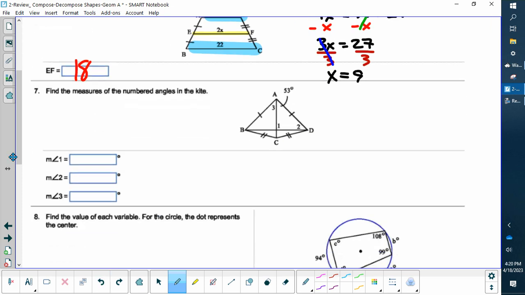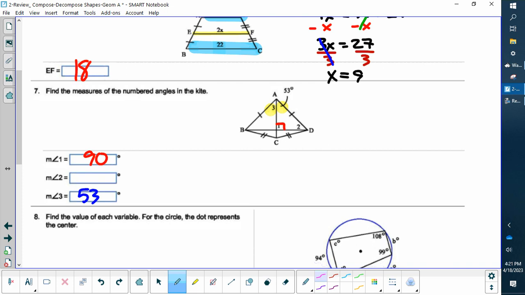Okay, this is called a kite. One thing you need to know about kites is you notice those cross at 90 degrees. So angle 1, kites will always, their diagonals will always intersect at 90 degrees. Here's another easy part of this. You notice it is an upside down kite, but these two angles are congruent. So if the angle to the right is 53, then angle 3 is 53.